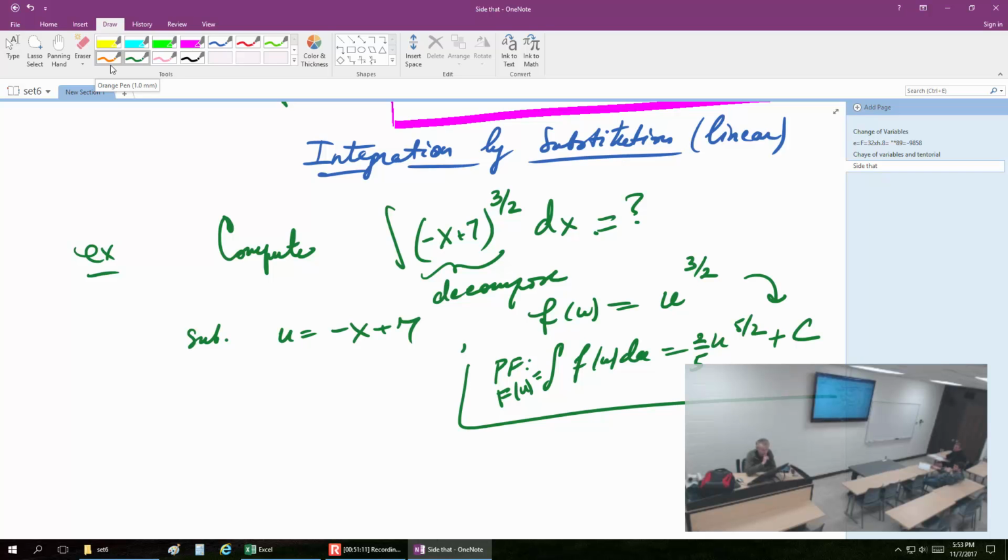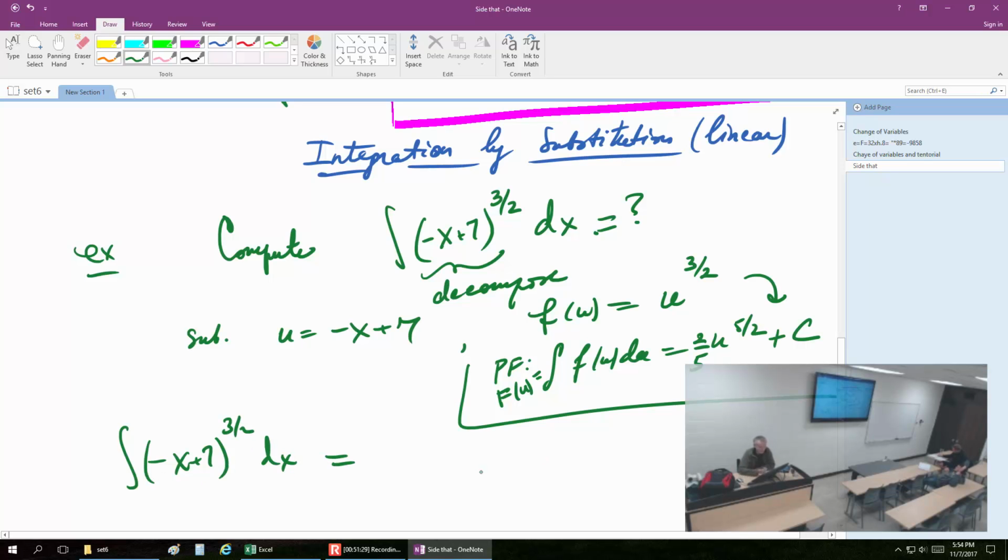-2/5. That's right. So it will, and then -2/5. So you're putting that negative. Where does negative come from? It is just the factor to make up for the anti-differentiation. So let me just write it out. -x + 7, 3/2 dx.